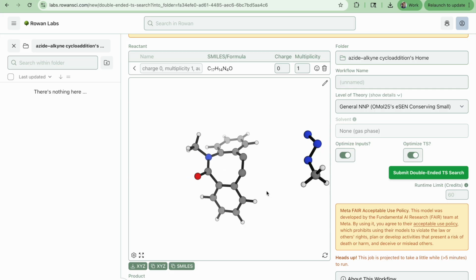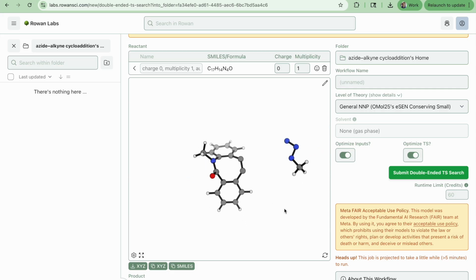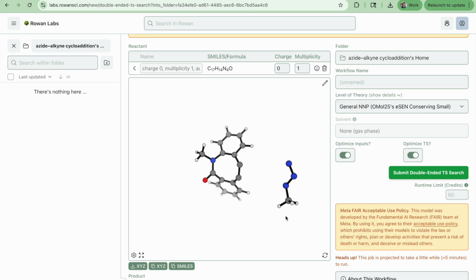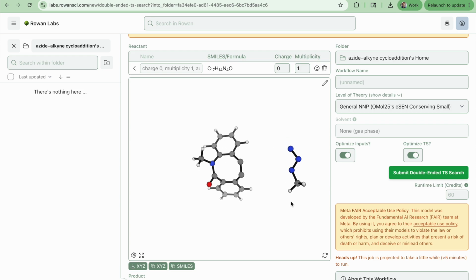And so now what we've done is we've broken this bond. We've just created sort of a pre-reactive complex here. It doesn't need to be minimized. We don't need to do anything fancy here. We just need to look at this and say, okay, yep, this looks like we're ready to go.